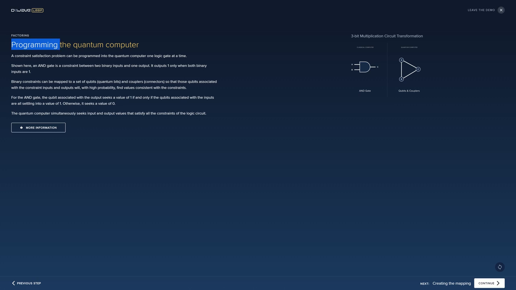Excuse me. Programming the quantum computer. A constraint satisfaction problem can be programmed into a quantum computer one logic gate at a time. This is the normal way, one way at a time. Shown here, an AND gate is a constraint between two binary inputs and one output.